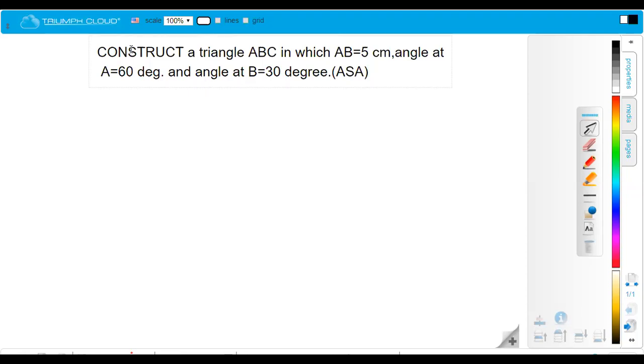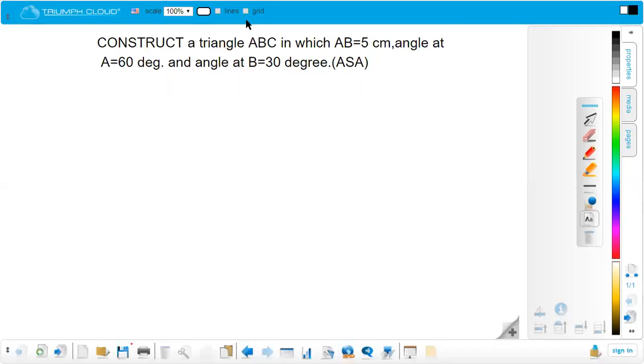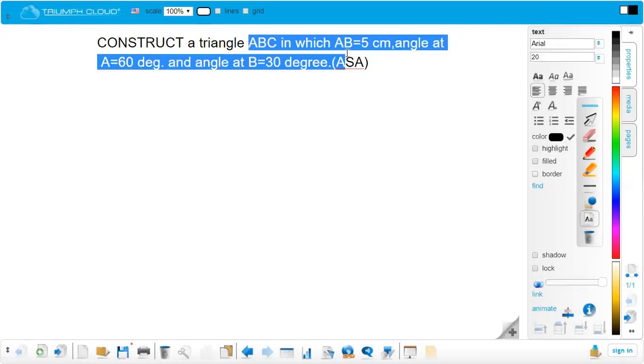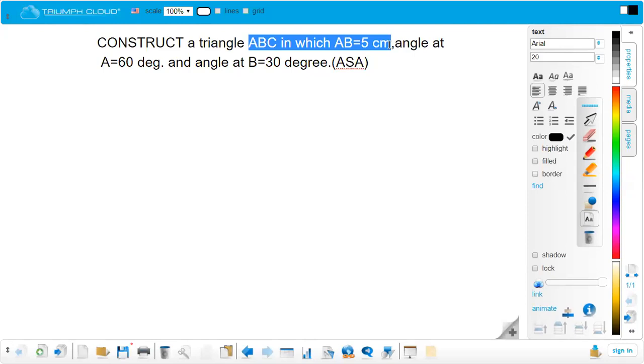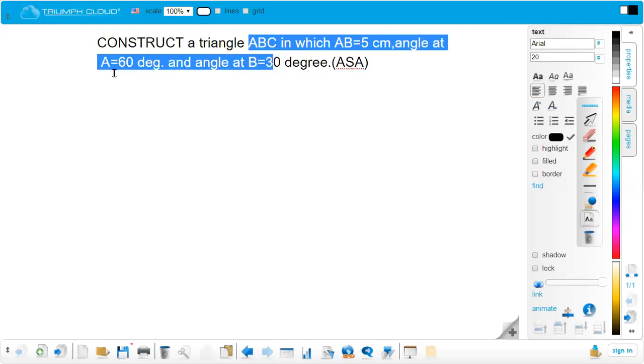Here this is the question. Question is construct a triangle ABC. Here the name of the triangle is just ABC. We are going to construct a triangle ABC in which the side AB is 5 centimeter and the angle at the point A is 60 degree and similarly the angle at the point B is 30 degree.